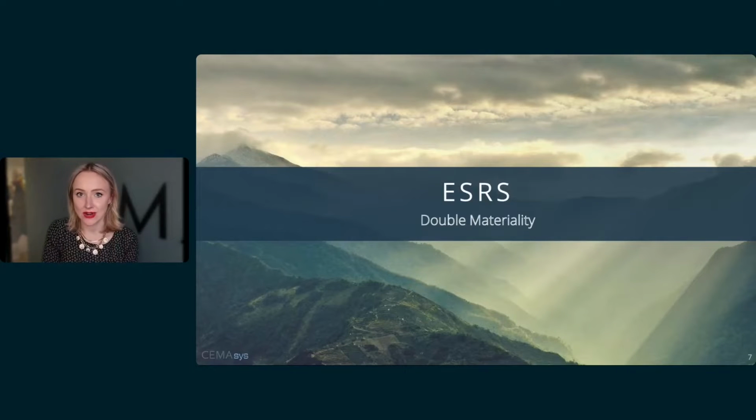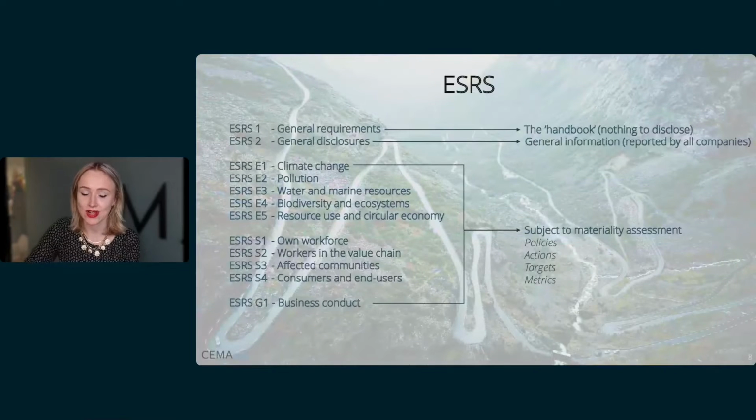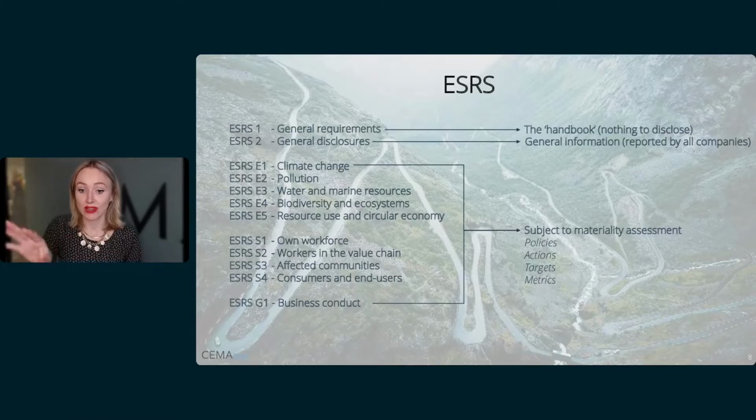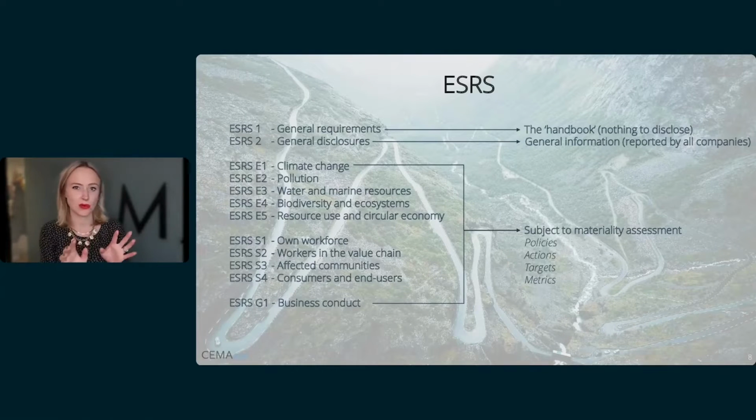So ESRS, you have probably heard about this in the context of double materiality, because ESRS are the documents where all these disclosures are. So we really need to use ESRS actively when we do our double materiality analysis. And this is why. When we look at the structure of ESRS, we have ESRS 1, which is general requirements. You don't have to report anything here, but it's a very handy guidebook in terms of what else needs to be reported.